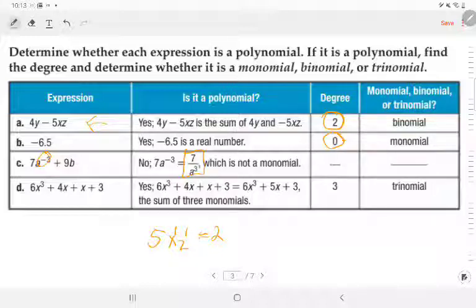D, 6x cubed plus 4x plus x plus 3. This is a polynomial. And we can take a look at what is the largest exponent. The largest exponent is 3. So therefore, it is a degree of 3, and it is called a trinomial, okay? A trinomial. Remember, it's named based on the degree.